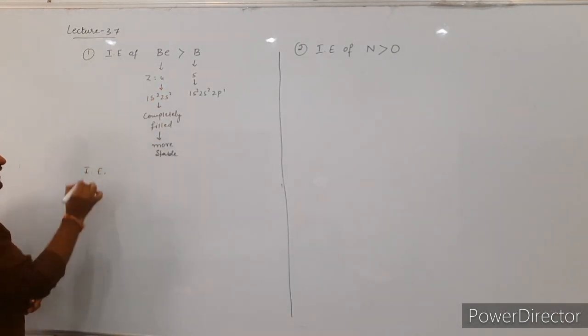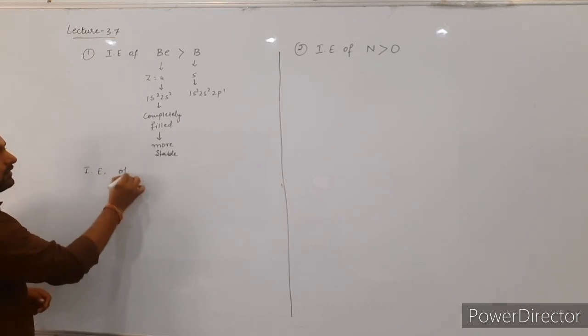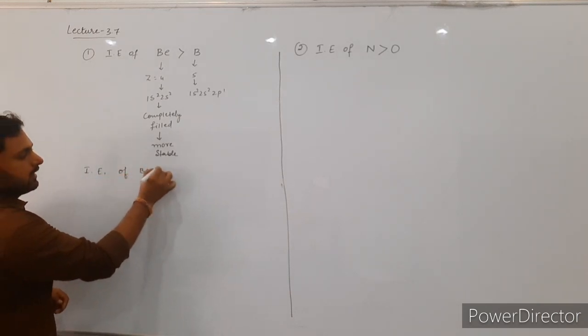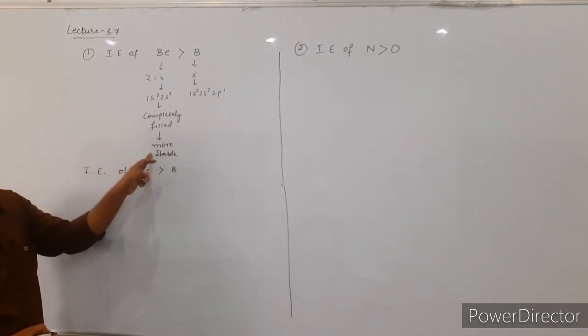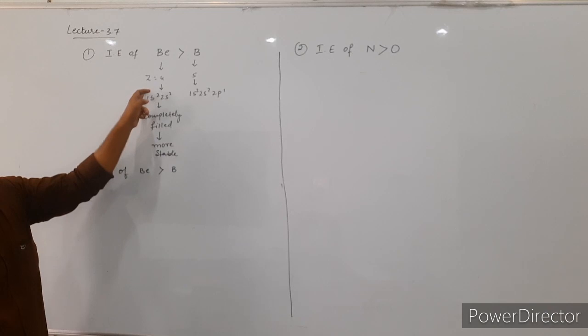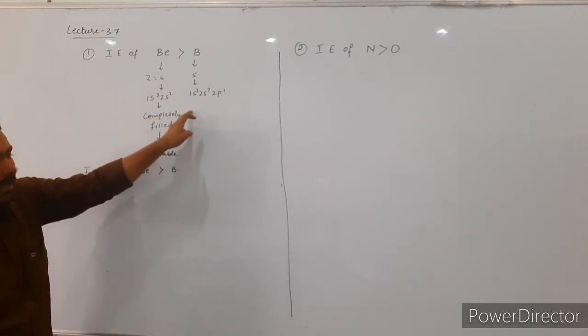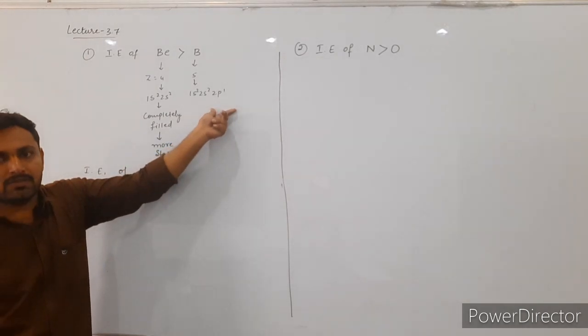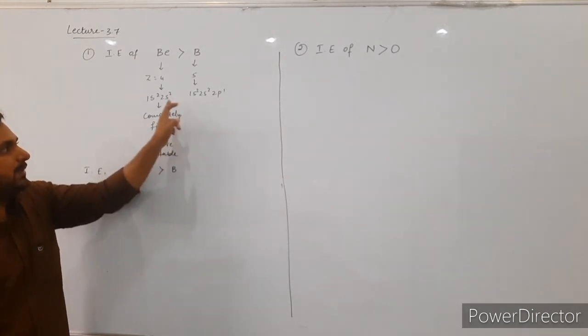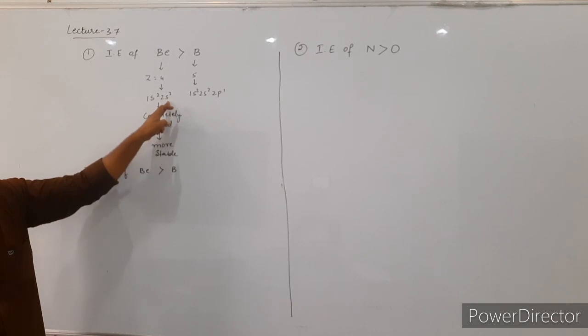The first ionization energy of beryllium is greater than boron. Why? Because of more stable. But after removal of one electron from beryllium and boron, the boron attains a stable electronic configuration. Beryllium attains an unstable electronic configuration.